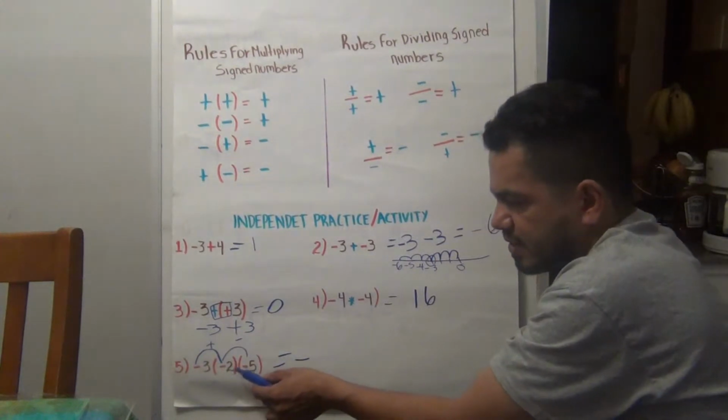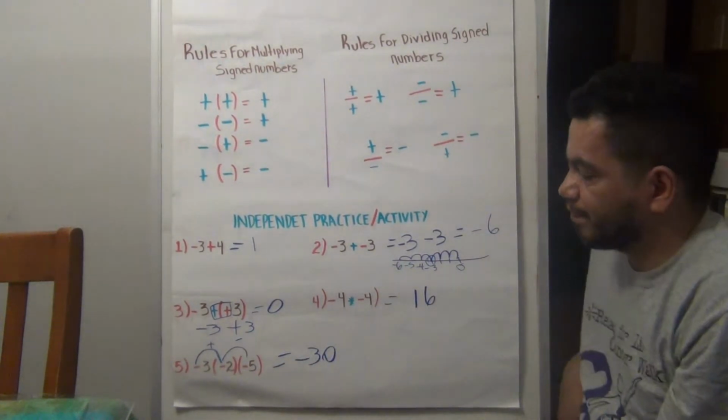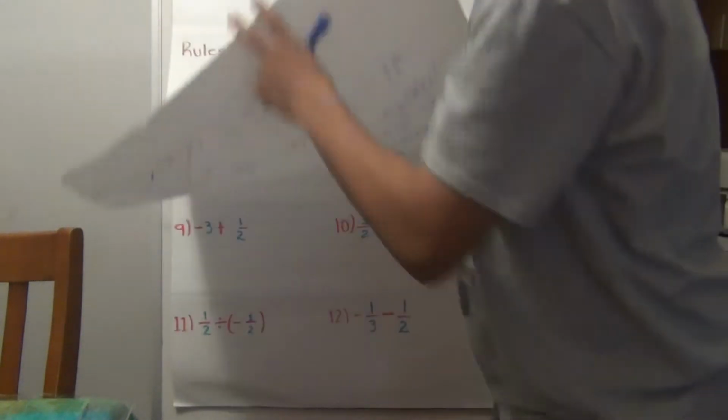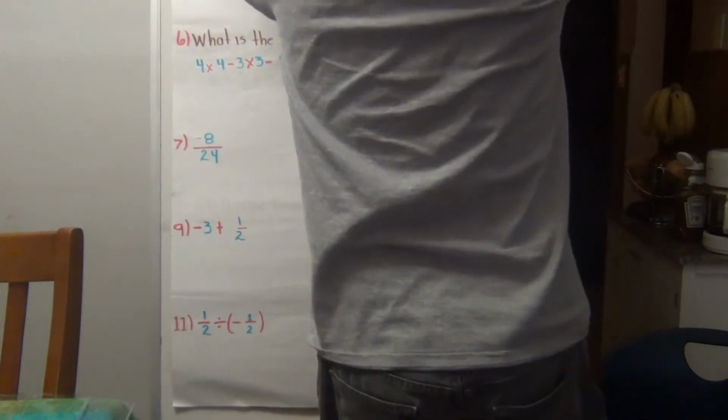Now let's multiply. 3 times 2 is 6. Times 5? 30. Okay? Do we have more examples? Yes.